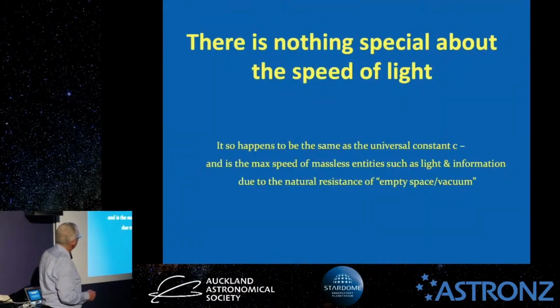So there is nothing special about the speed of light. It just happens to be the same as the universal constant c, and it's the maximum speed at which a massless entity, such as light, which has no mass, or information, or causation, can travel across empty space. Empty space has a natural resistance, and that just makes sense. Empty space is a busy, busy place. It's foaming with activity.